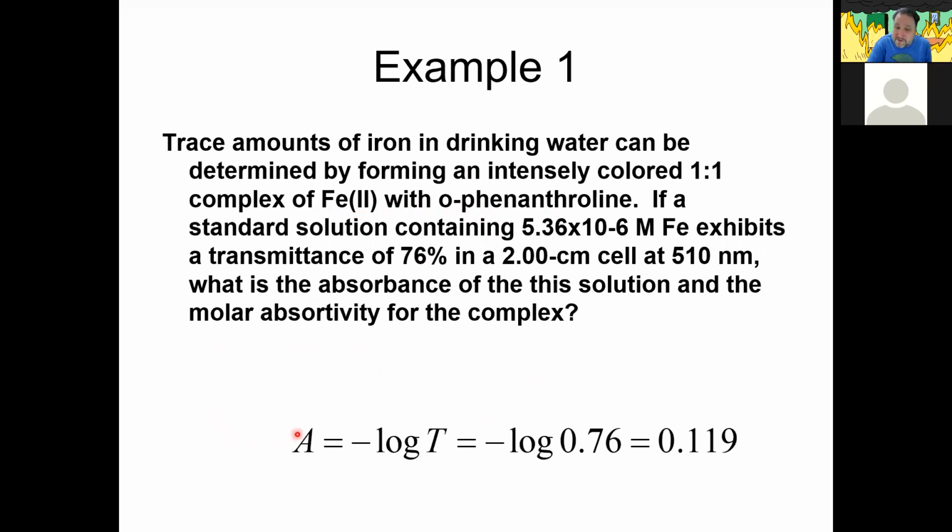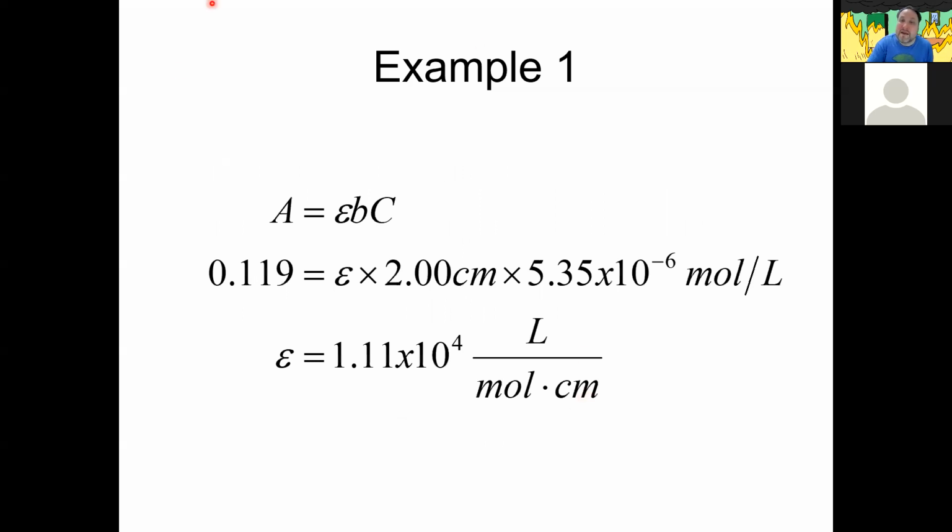So the first thing you do is you've got your percent T, and you're going to convert that out of percent transmittance. So you do minus the base 10 log of 0.76 to get your absorbance, 0.119. You then throw in your Beer's Law that says your absorbance, 0.119, is equal to the extinction coefficient times your path length, which is 2 centimeters, times your concentration, which they said was 5.35 times 10 to the minus 6 molar. You then compute epsilon, 1.1 times 10 to the fourth. And then the units are going to be per molar per centimeter, or liters per mole centimeter.